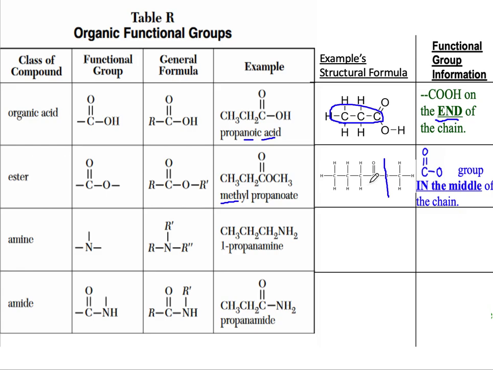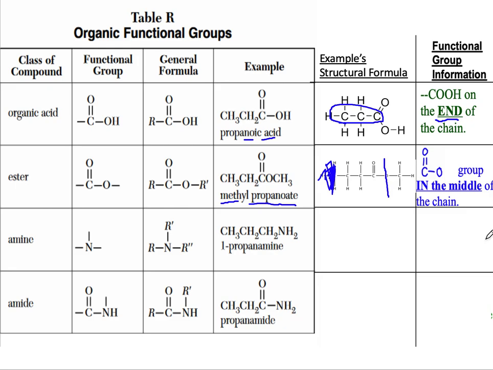Oh, I got the wrong picture. I'm sorry. There shouldn't be a carbon here. This should not be a carbon. There we go. So now there's 1, 2, 3 on the left, so it's propanoate. So it's methyl propanoate because there's a methyl group on one side, and then the side that's connected to the oxygen has 3 carbons, so it's propanoate.